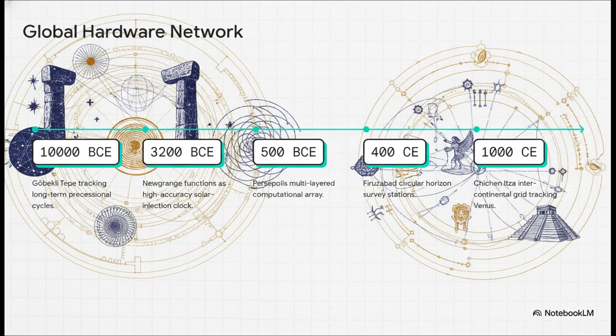And this physical programming stretched across the entire globe, all the way over to Chichen Itza, acting as an intercontinental grid tracking Venus. So this wasn't primitive worship at all. It was a highly synchronized global hardware network tracking time and space. Essentially, they built a massive Wi-Fi network out of rocks.